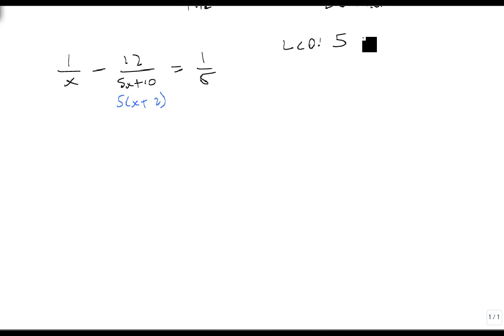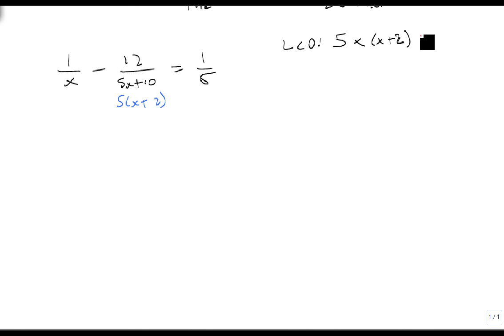So suppose we start with 1 over x minus 12 over 5x plus 10 equals 1 over 5. The first thing we're going to do is find our lowest common denominator, and that comes by factoring. So in our denominators, we've got a 5 and 2 of them. We've got an x by himself, and we have an x plus 2 by himself.